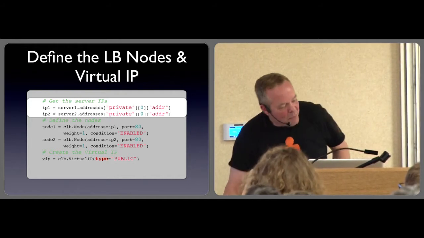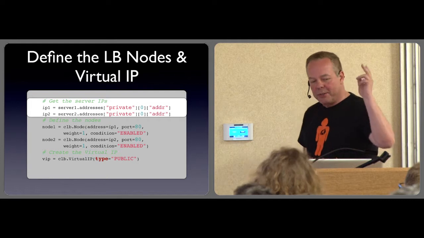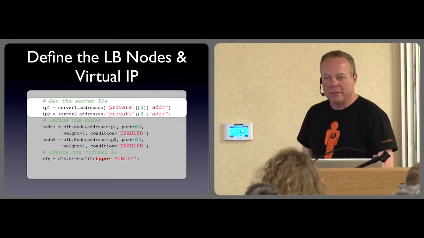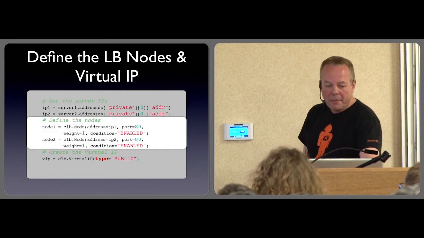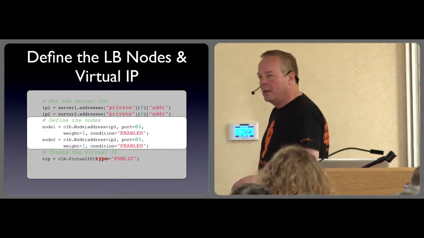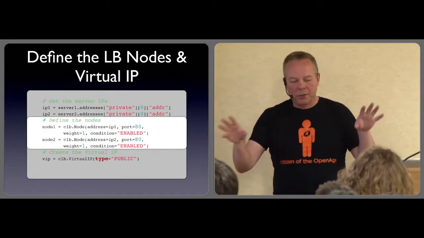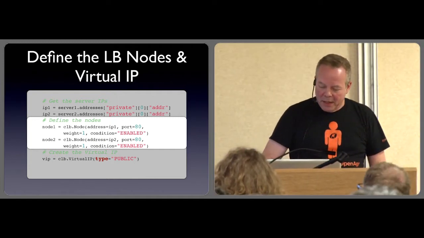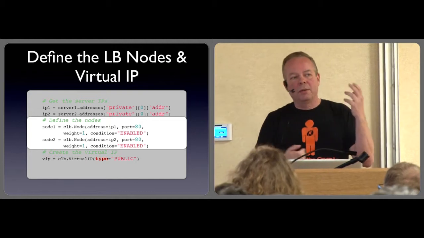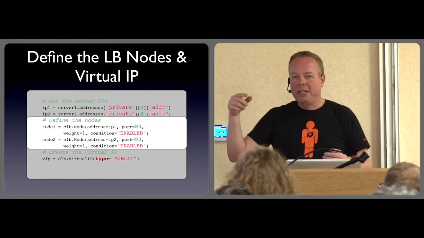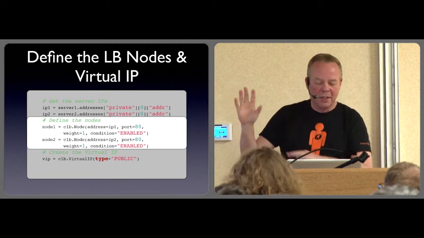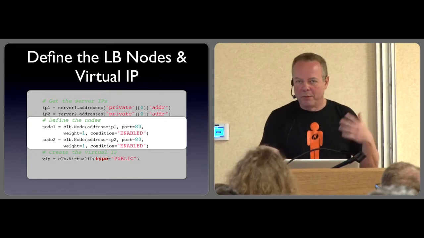All right, so now here's where we create the load balancer. First thing we do is we get the local addresses from the 2 servers we just created. We define nodes, and that's what the load balancer uses to figure out what it's balancing. And you can give them different weights. So this is actually really good if you want to do A/B testing or something. You can give different weights to things and see which ones perform differently.